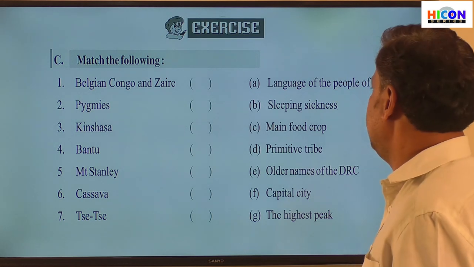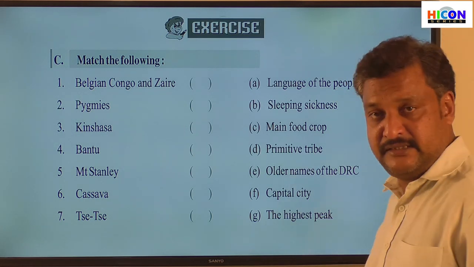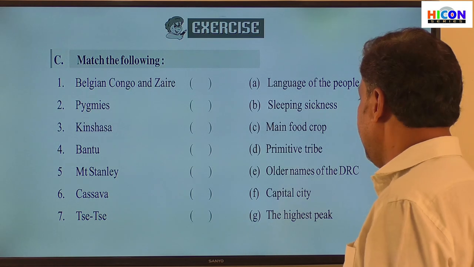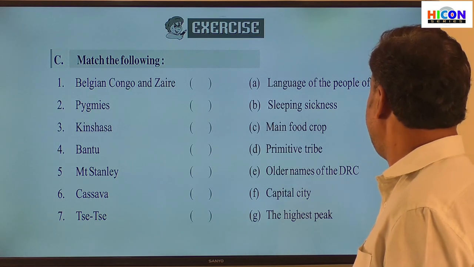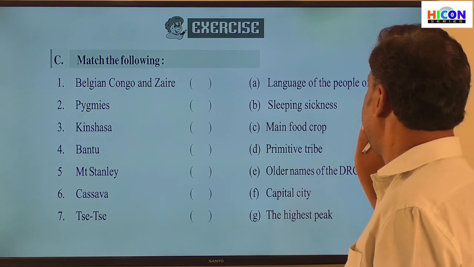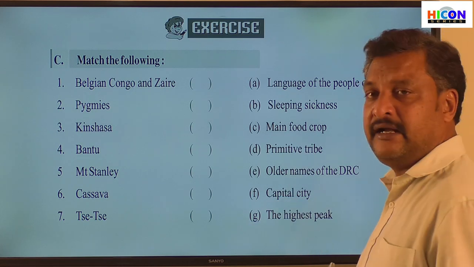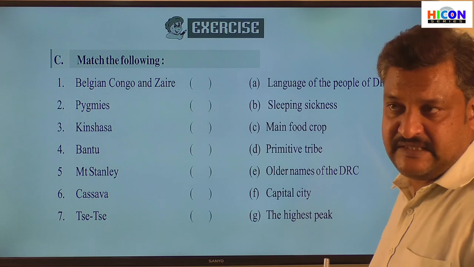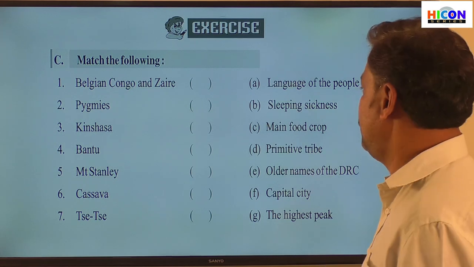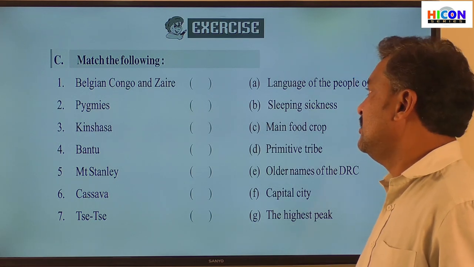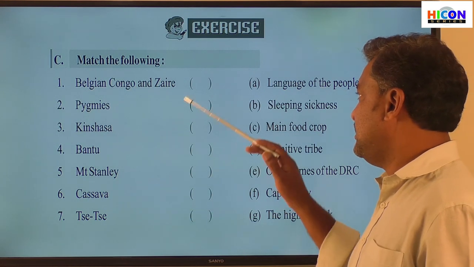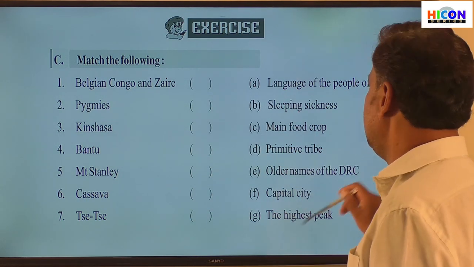Then Zeze, we have discussed this fly in detail. Zeze is a fly which flies. There is no fly there. What we have is sleeping sickness, isn't it? Yes, Zeze is a fly that spreads sleeping sickness. That's it, it is a health issue.